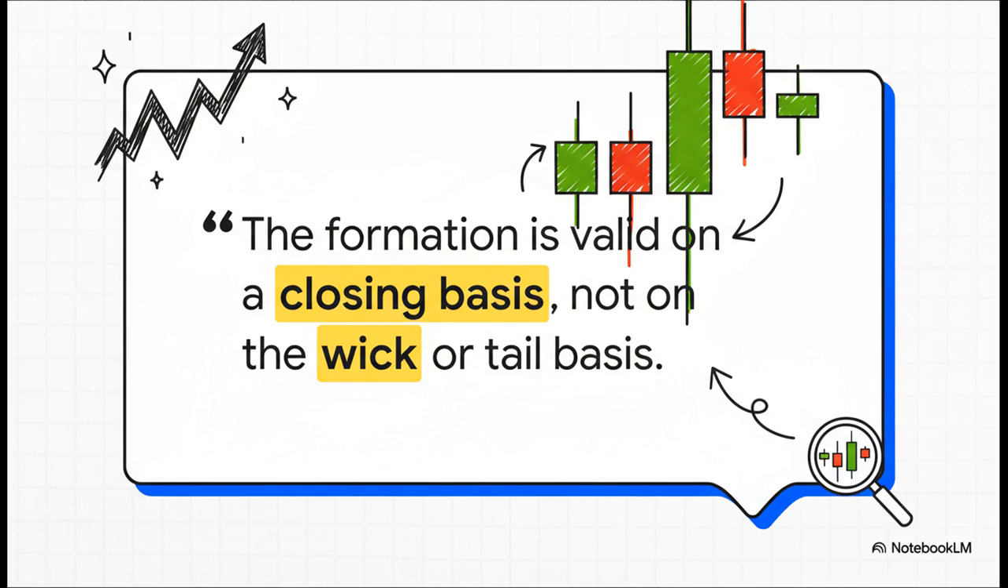The setup is good to go as long as the candle body closes inside the range of that first candle. The wick, the little tail, it can poke outside all at once, but it's the closing price that matters. Don't let a long wick scare you out of what could be a great setup.